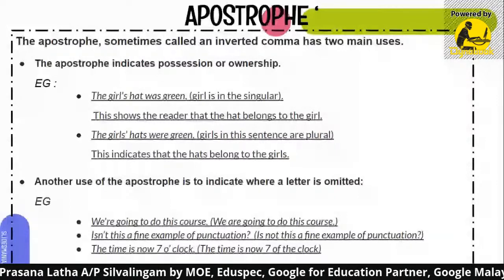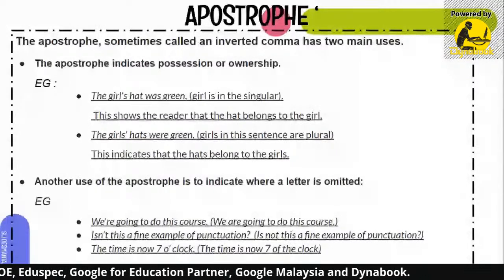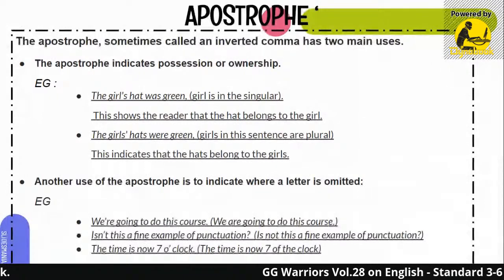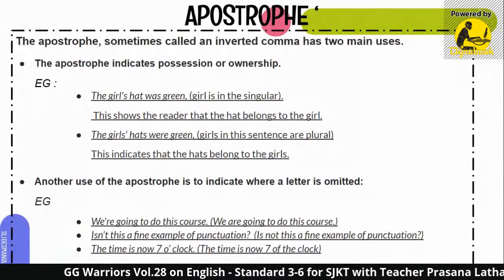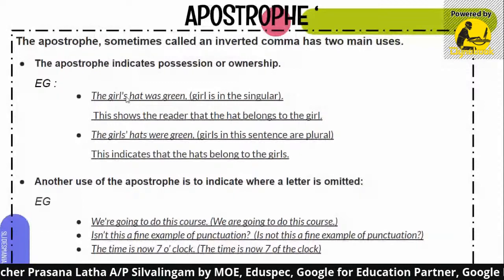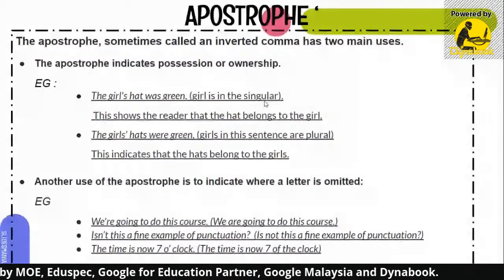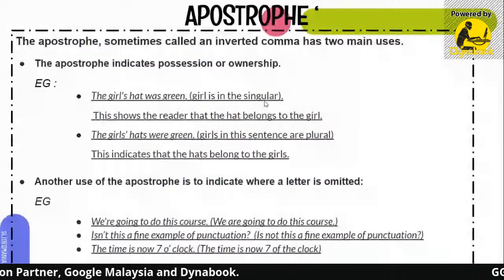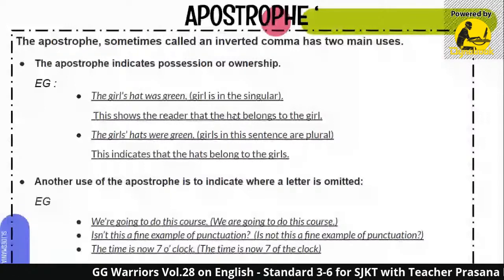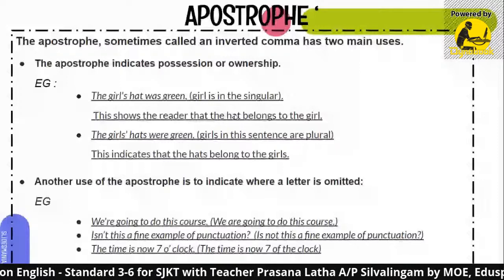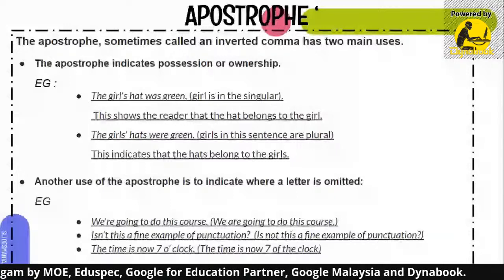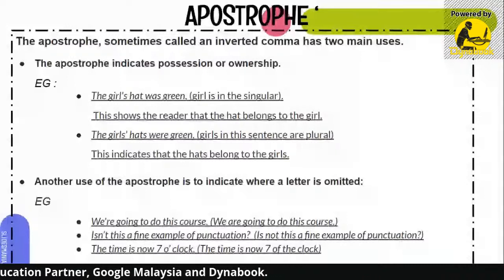Okay, when there's an apostrophe before s, that indicates the subject is singular. So in this sentence, you can see the apostrophe is before s. So this shows girl is singular. This shows the reader that the hat belongs to the girl, because the apostrophe is placed after the word girl, so the hat is the girl's. Okay, this shows the reader the hat belongs to the girl.